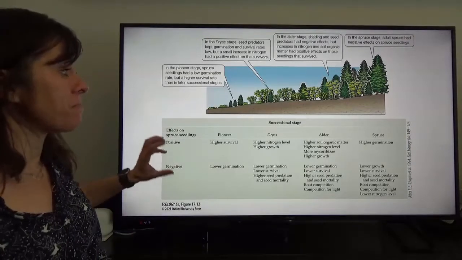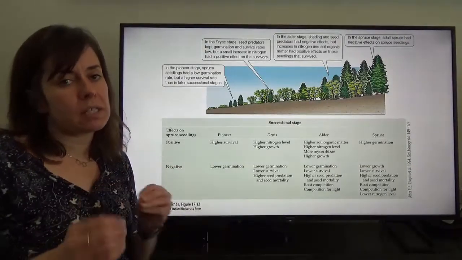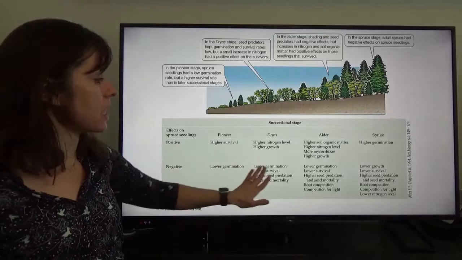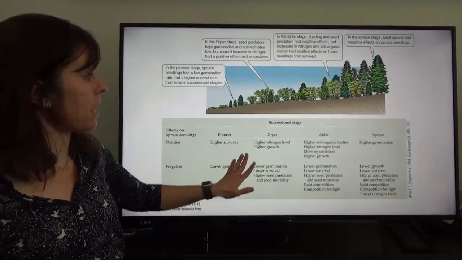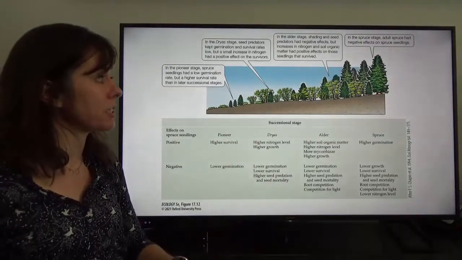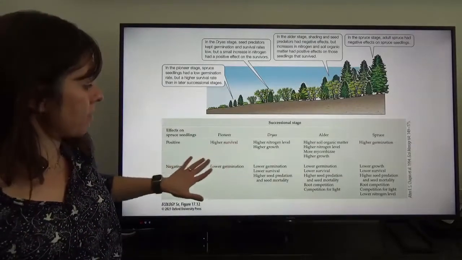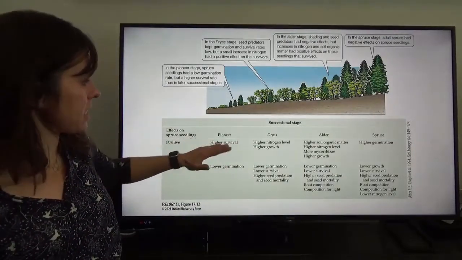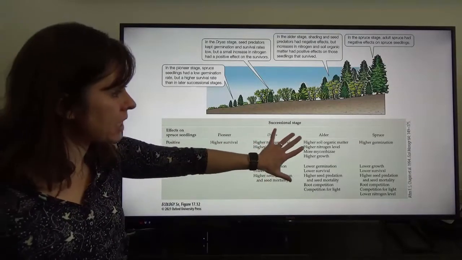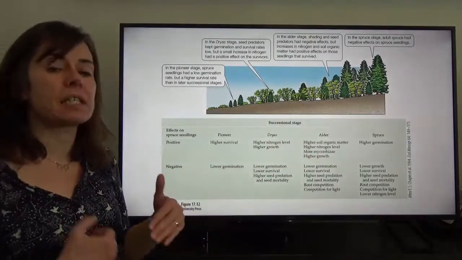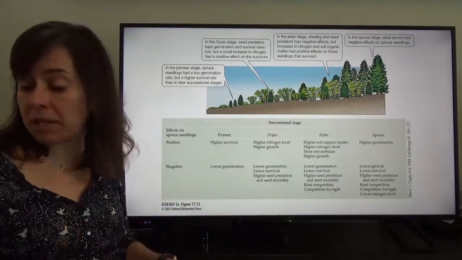So we see evidence of both of those models playing out in this system, and obviously these negatives have a strong impact. We don't see spruce establishing in these places, but it may also be a seed source issue. But anyway, the take-home message from this is that we see both positive and negative effects within each of these categories on spruce seedlings, suggesting that there's some of those facilitation and some of those inhibition processes at play.